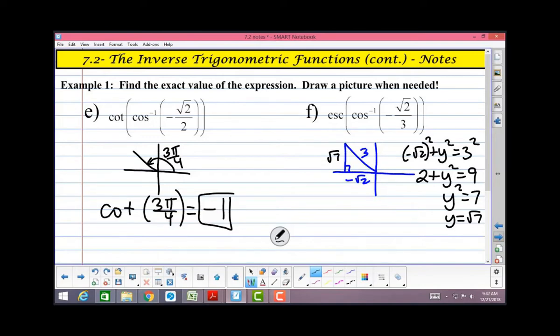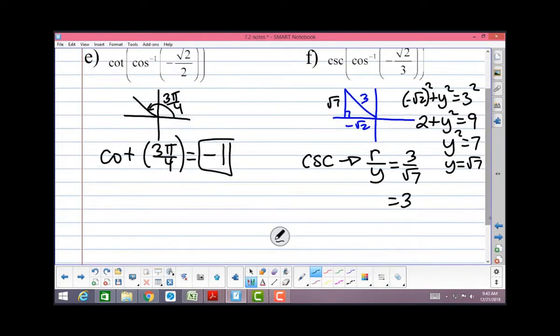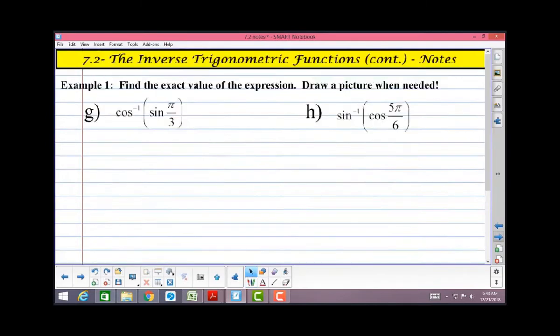And then from there, you're going to find the cosecant of this same angle. So cosecant, remember, is the reciprocal of sine. Sine is y over r. So cosecant is going to be r over y. So the r value is 3, the y value is square root 7. So then we just need to rationalize it, and your answer ends up being 3 square root 7 over 7.